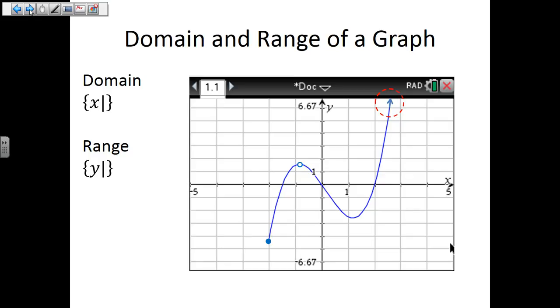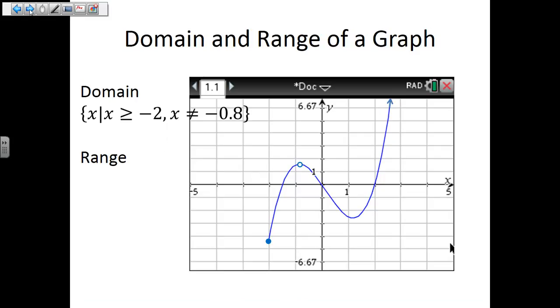And then you go all the way to the right. How far does this graph go to the right? Because of that arrow, it goes up and to the right forever. So it goes all the way to infinity in the x direction. But that hole means something. So I say x is greater than or equal to negative 2. Because of that closed dot, I put that or equal to. But then I have to come in and say that because of that hole, and I'm estimating that hole is at about negative 0.8.